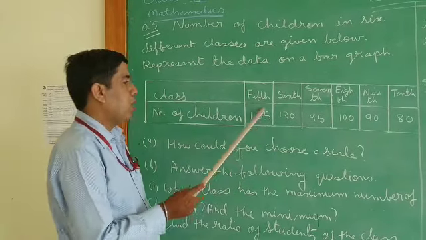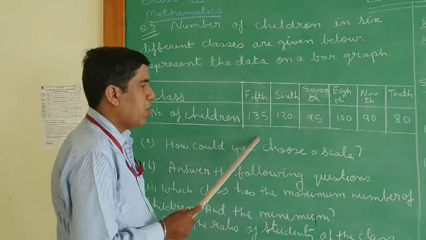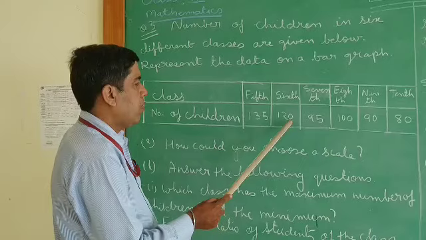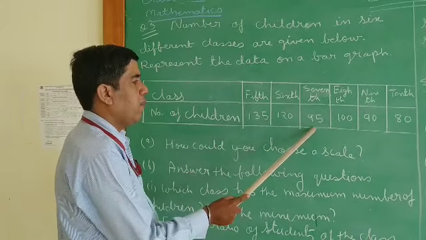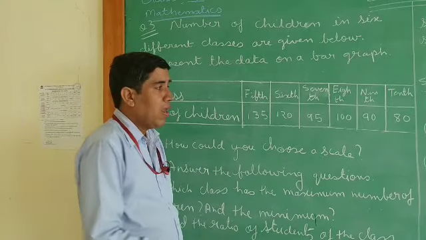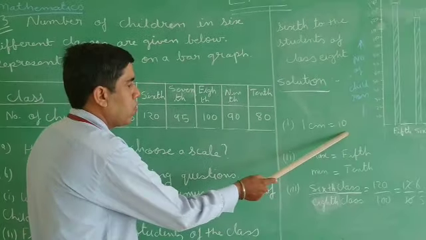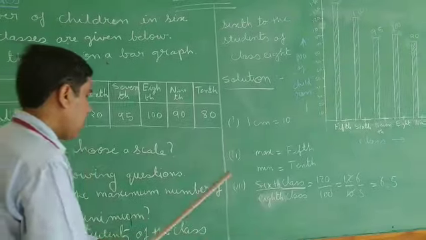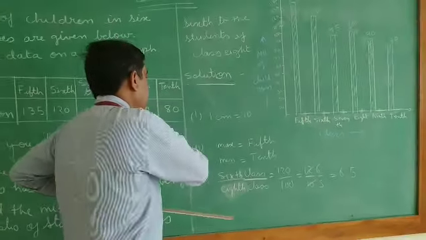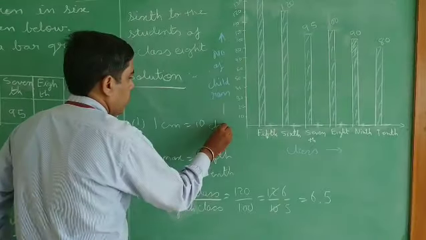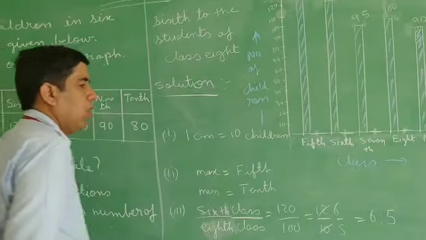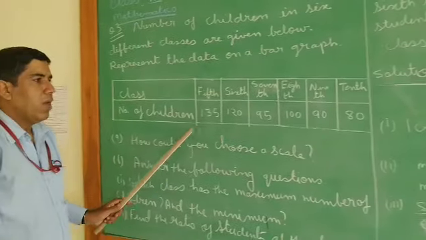Now you can see how we would choose a scale. So you see the data here. What is the highest number? It is 135. The others are 120, 95, 100, 90, 80. So we can take a scale of 1 centimeter equal to 10 children. So I will take the scale as 1 centimeter is equal to 10 children.